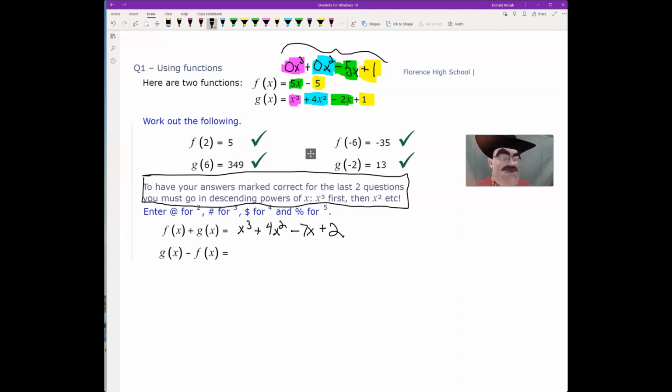All right, now for the subtraction part. So we're going to take our like terms. So our first one, our cubic term, is going to be x cubed because that's from g. And I'm taking that away, I'm taking nothing from it. So again, that doesn't change. Okay, my quadratic term is going to be 4x squared minus the 0. So that didn't change either.